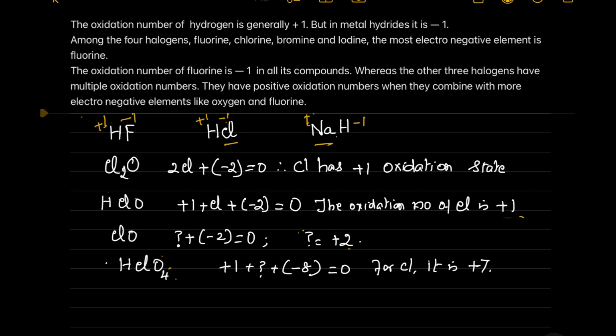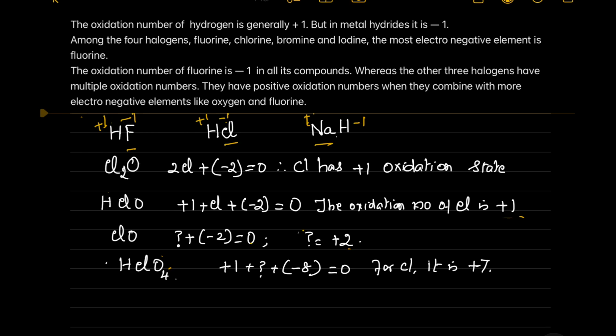Among the 4 halogens, that is fluorine, chlorine, bromine and iodine, fluorine has the highest electronegativity, so its oxidation number is -1. But the other halogens, when they combine with elements having higher electronegativity, like oxygen, acquire a positive oxidation number. Here are certain examples.